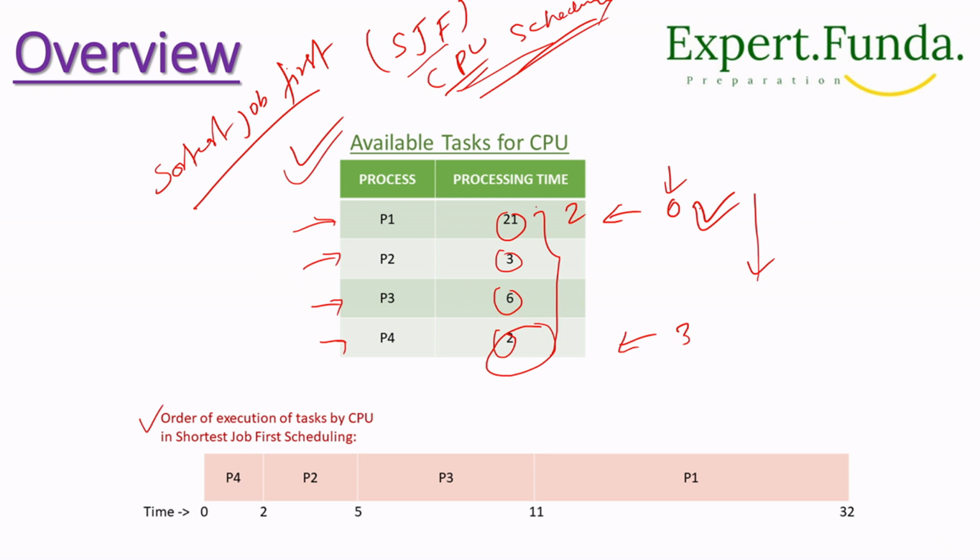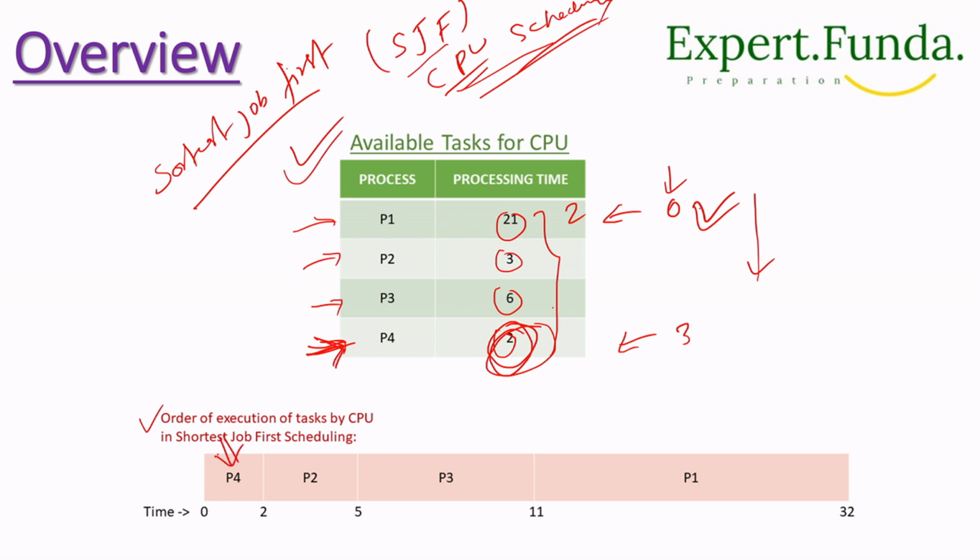We'll first check with the processing time. What is the processing time, right? So first, which one will come? This P4 will come because it has a processing time of 2, right? So P4 will come first in the array.